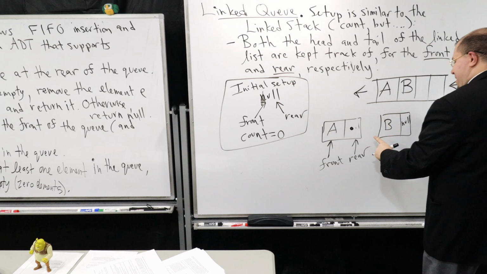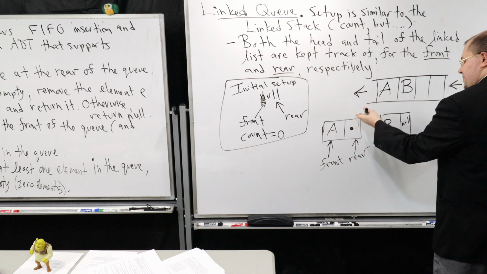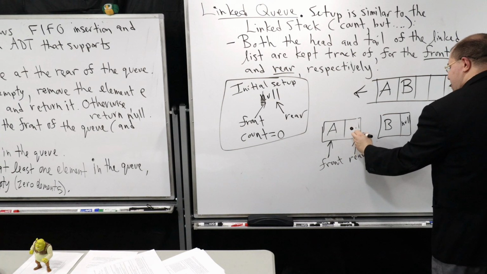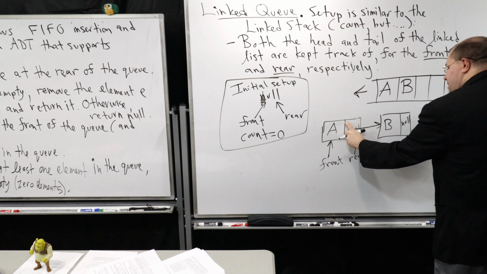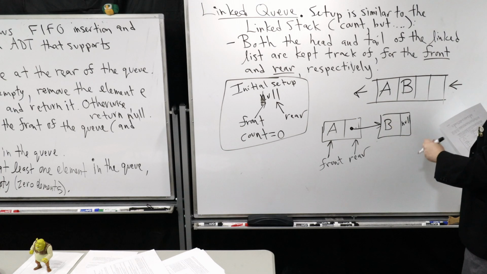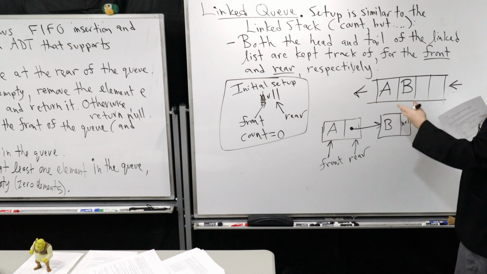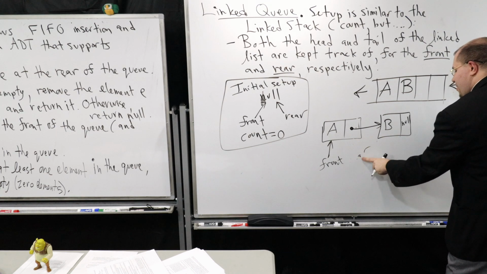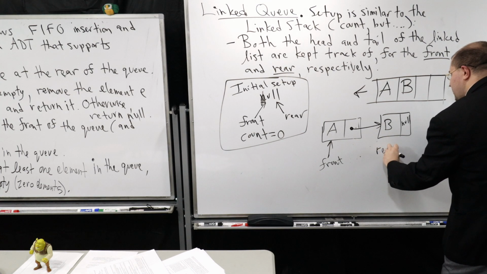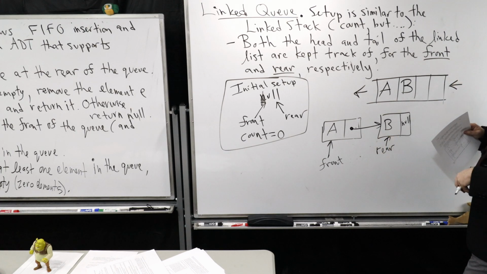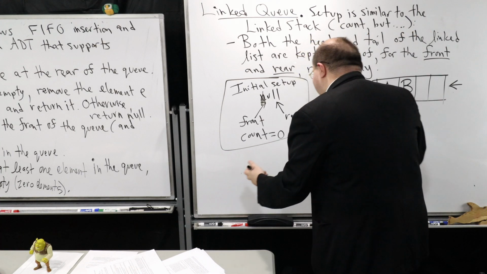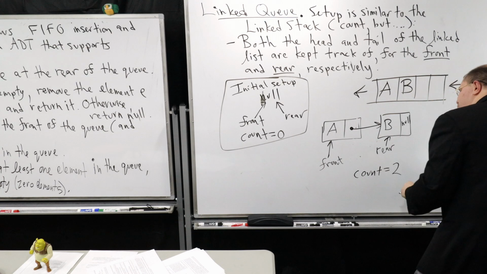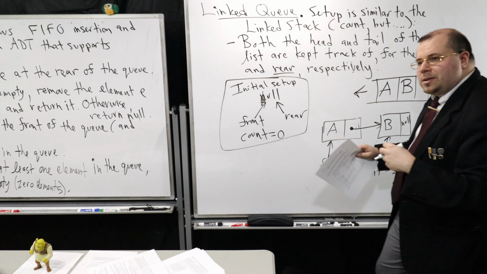So I'm going to take advantage of the fact that I have the rear here. Because it's pointing here, I can use it to update the next of this node, which is the rear. I tell its next to be the new node, and then I update rear. So rear is now going to point at this node. And of course, I update count. So keep in mind, count now is 2. I forgot to write when it was 1 here.